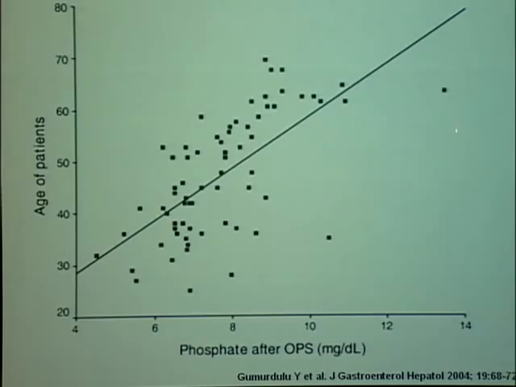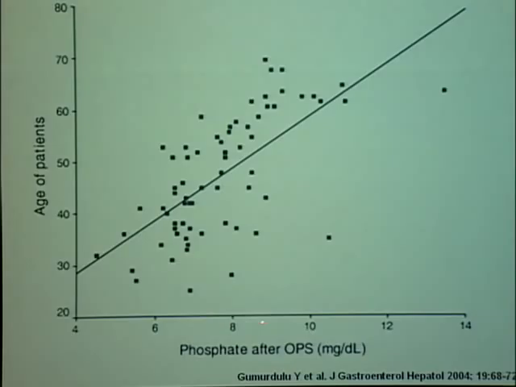But this was a very interesting slide. This relates the level of serum phosphate rise up to a level as high as 14 after the prep with age. And as you can see, there's a linear relationship. The older you are, the higher your serum phosphate goes. Now, is that a good thing or a bad thing, and why is that?